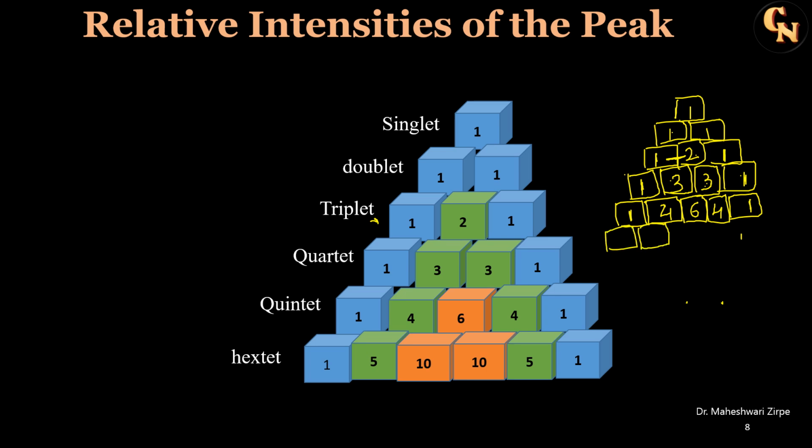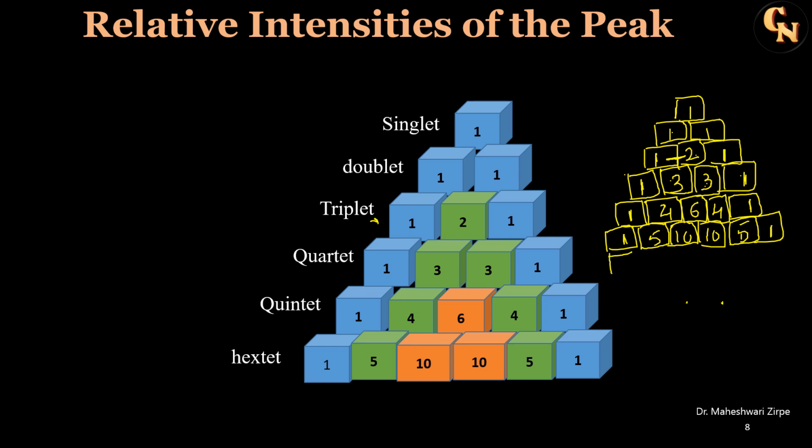So now 5 we have already done for quintet. Now let us see for 6. Now for 6 it will be 1, 1 plus 4 is 5, 4 plus 6 is 10, 6 plus 4 is 10, 4 plus 1 is 5, and 1.